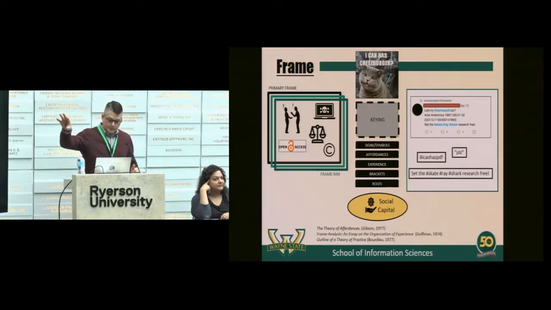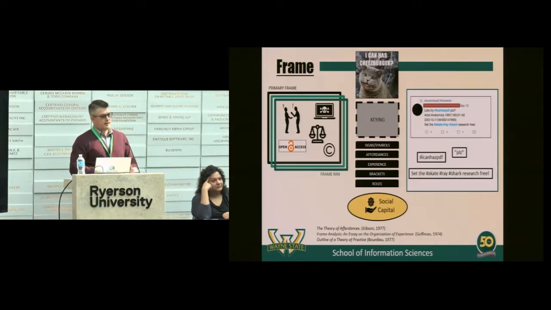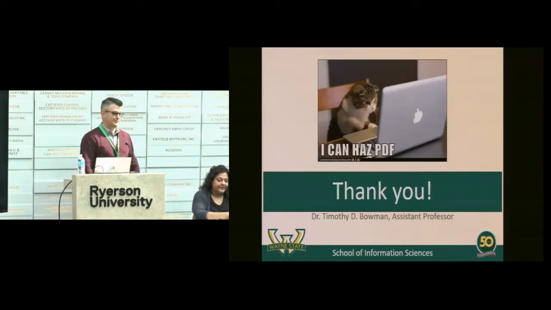But for example, this tweet on the screen: let's try #ICanHasPDF. So I'm going to try this hashtag thing. Here's my information, and then set the skate ray sharks research free. So they're framing it in this way of freedom, we're going to set the research free. I'm going to use #ICanHasPDF, so I'm already framing it that way. And I'm re-keying, which is one of Goffman's terms, I'm keying these frames in a way that I take piracy and make it fun. So that's what I'm doing with this research, and I think it's important that we bring more social theory to all altmetric studies. So that's it. Thank you.